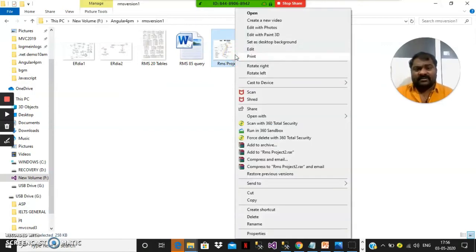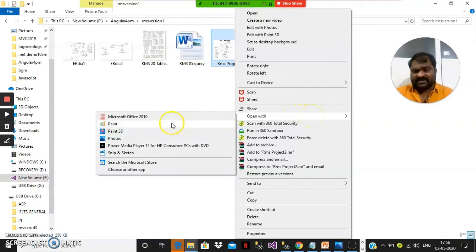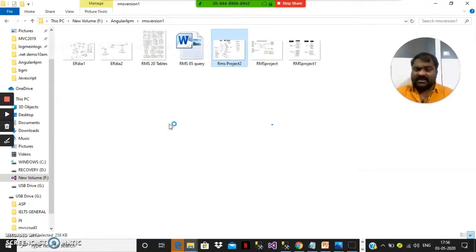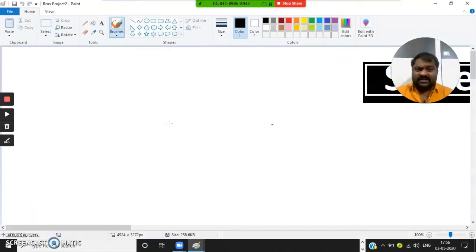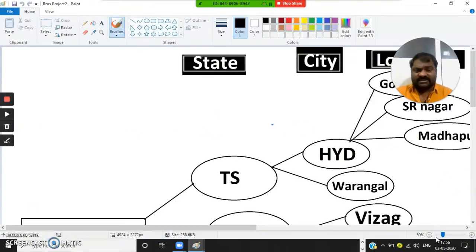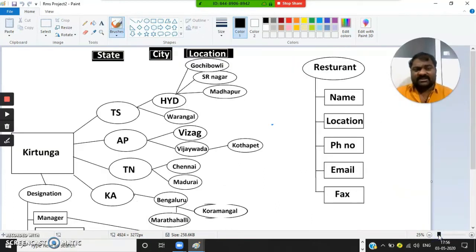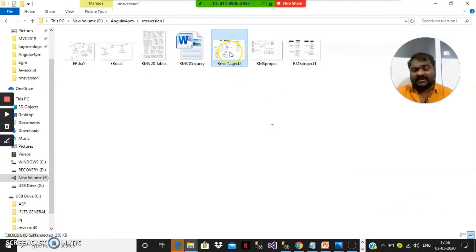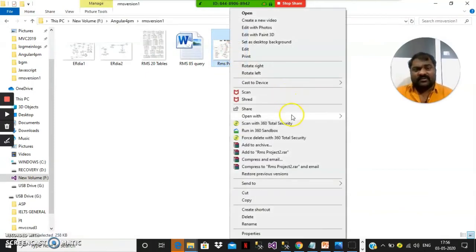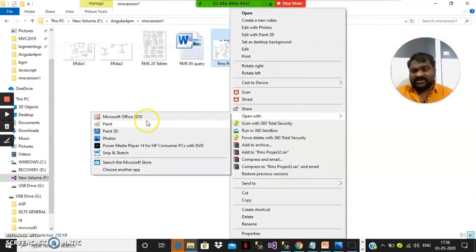Are you following? Similarly, as this restaurant is available in different places, different cities, different states, you have all this information. This is the requirement we need to gather, with some rough diagrams initially, before developing the project.